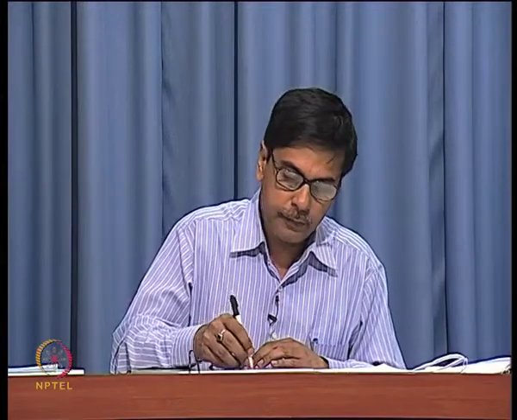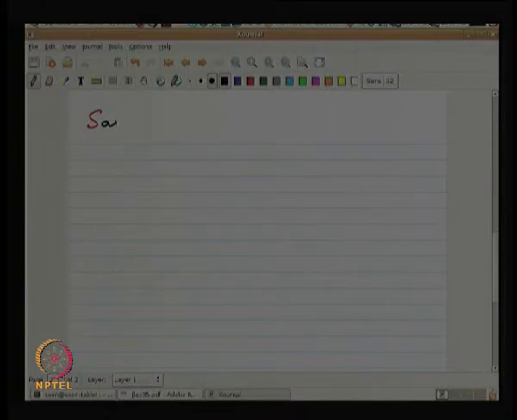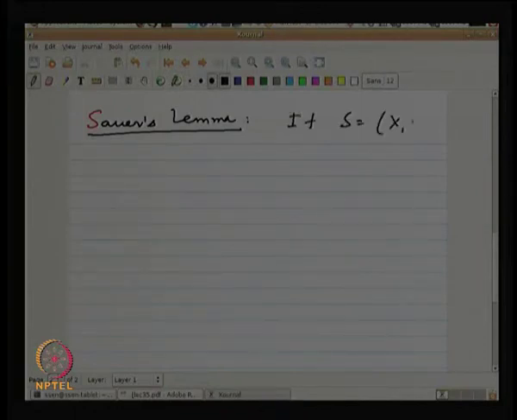For that there is a nice technical lemma. It is called Sauer's lemma. I think various people proved it, but it goes by the name of Sauer's lemma. If S is equal to (X, R) with VC dimension delta. I am trying to use consistently delta for VC dimension and d for shattering dimension.